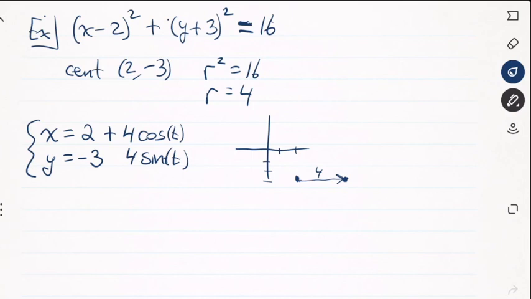So when t is equal to pi over 2, looking straight up, then cosine of pi over 2 is 0, so you're just going to get 2 to the right. Oops, I forgot my plus sign here. And sine is equal to 1, so you're going to go up positive 1. So that would be here. So basically that is 4 units in that direction. So we would be generating a circle around a center of 2, negative 3 with a radius of 4. So that's a quick way of doing a circle's parameterization.